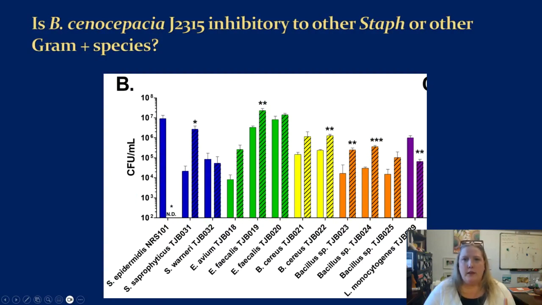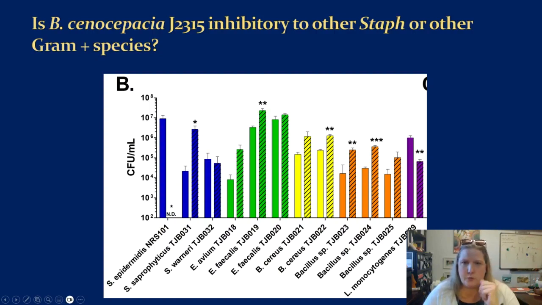The other thing we looked at is whether other gram-positives could be killed by Burkholderia cenocepacia J2315. And it turns out most of them, so we tested other staph strains, Enterococcus strains, Bacillus strains, and Listeria monocytogenes, are in fact not killed by Burkholderia cenocepacia. There's a couple of exceptions.